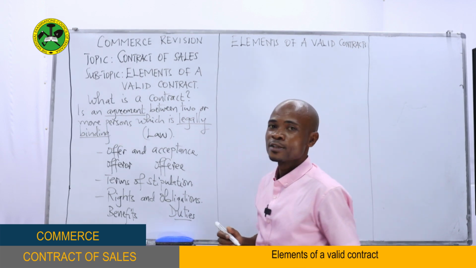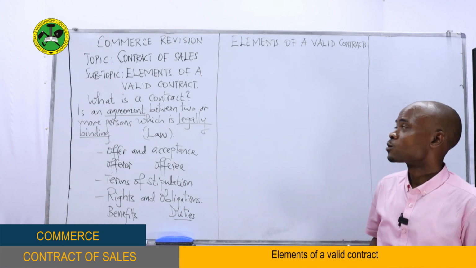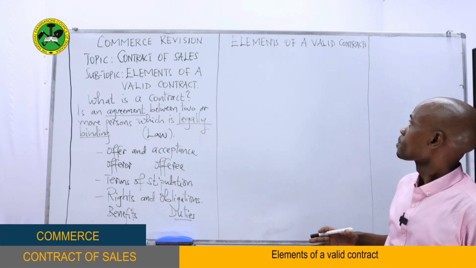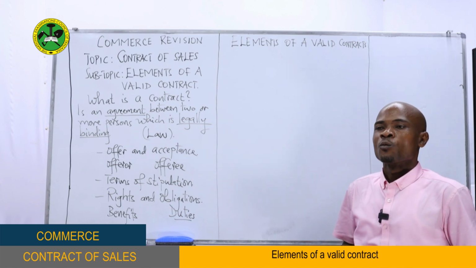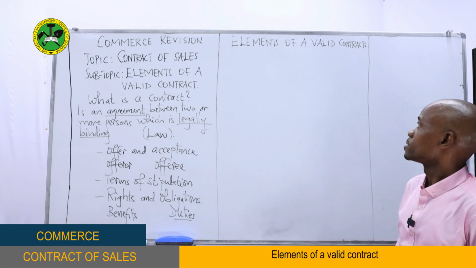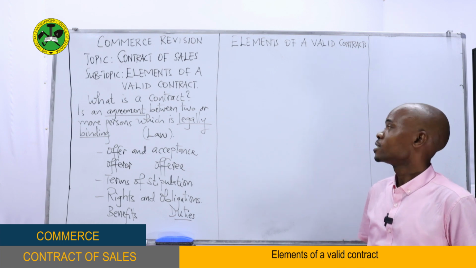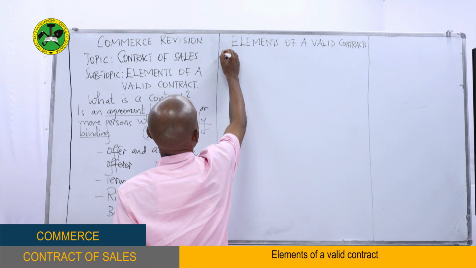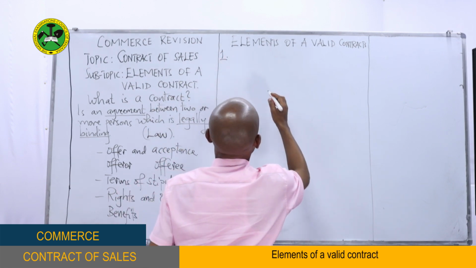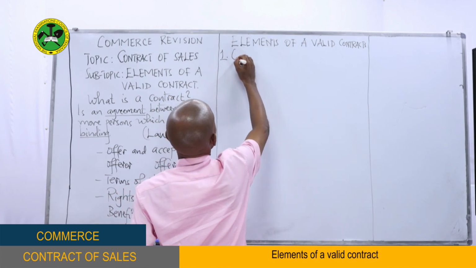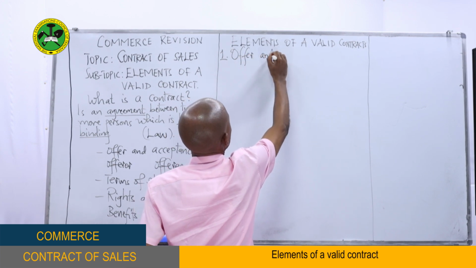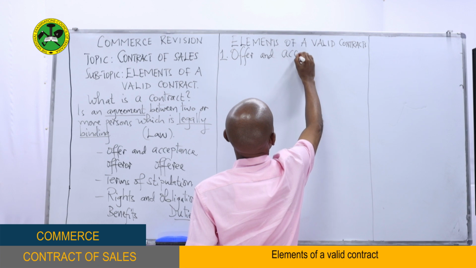Elements of a valid contract. So we are going to see, for a contract to be valid, what are the features? What are the things which will make it valid? Number one, as we have seen, there must be offer and acceptance.